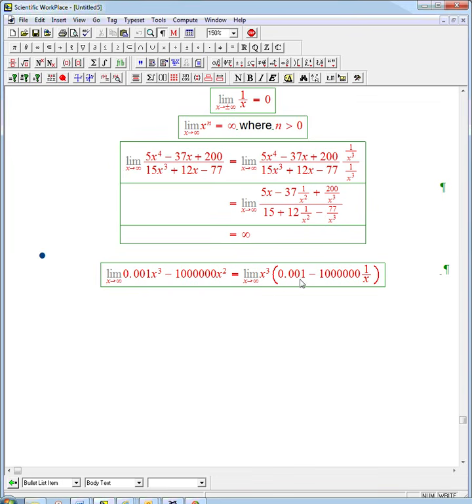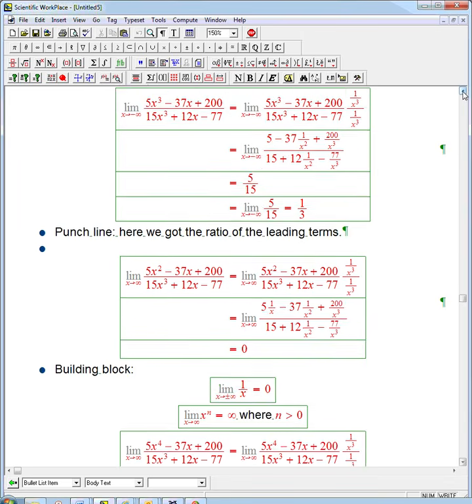But now what's going on? This is going to 0. It just goes away. This is going to a perfectly nice number, and it's a positive number. And so I get the limit of positive times x cubed as x goes to positive infinity, and that's going to be infinity. Okay, so these are the careful justifications of this cover-up method.